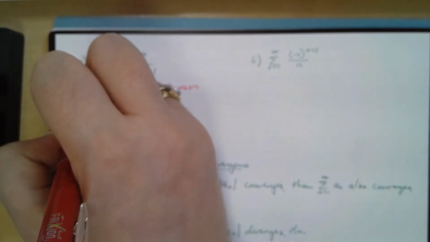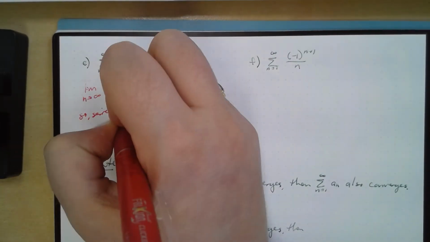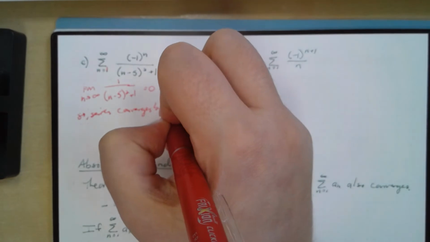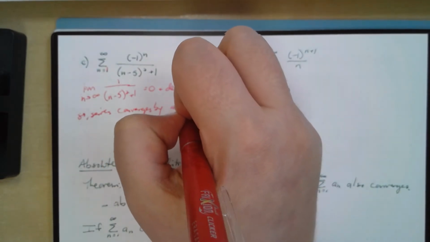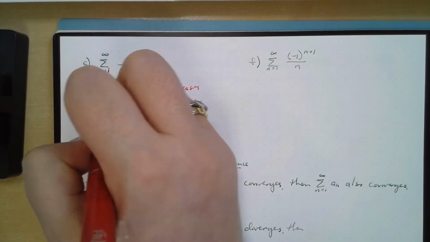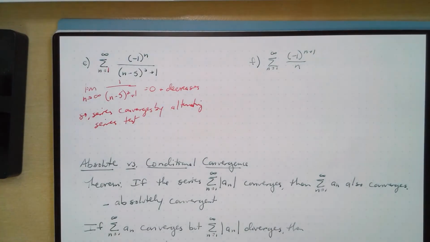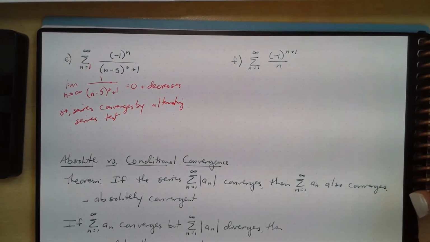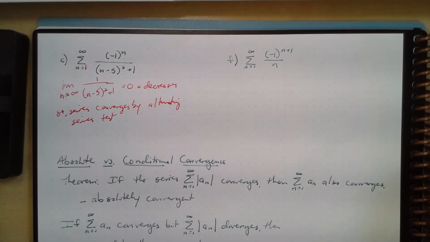So the series converges by alternating series test. Notice that I'm writing this out, because if I just put AST, that's not an accepted abbreviation in calculus. So I don't want you to miss anything on the exam.